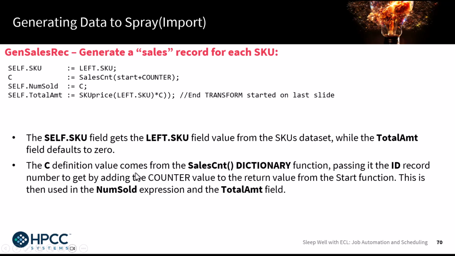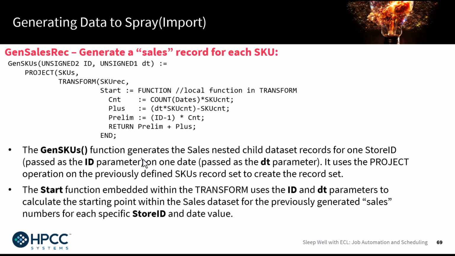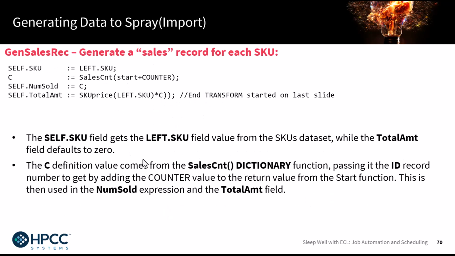So to wrap this up, we also have inside the transform, that transform that was on the previous slide, the start function was just at the top of the transform, and then the rest of the transform is shown on this slide. I had to split it up because of just the size of it. The self.sku field gets the left SKU field value from the SKU data set, which was our parent, while the total amount field defaults to 0. And then the C definition value comes from the sales count dictionary function, passing it the ID record number to get by adding the counter value to the return value from the start function. This is then used in the number sold expression and the total amount field.